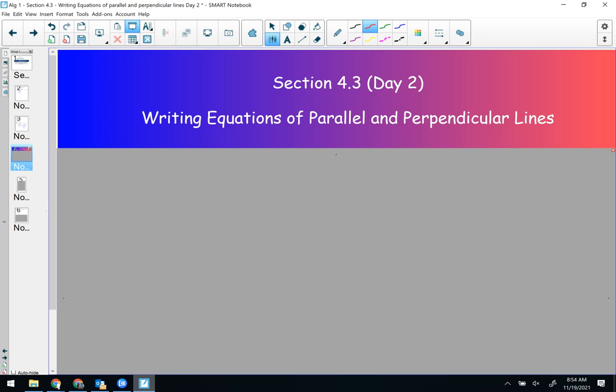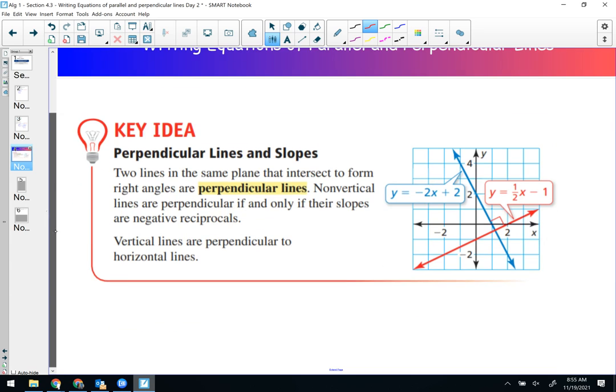So perpendicular lines are lines that cross at a 90-degree angle. Quiet, please. Perpendicular lines are lines that cross at a right angle. Let me show you an example of them. Take a look at the red and the blue lines that I have on my screen. You have them right there in front of you as well. They're just not red and blue. Y is equal to negative 2x plus 2. Y is equal to 1/2 x minus 1.